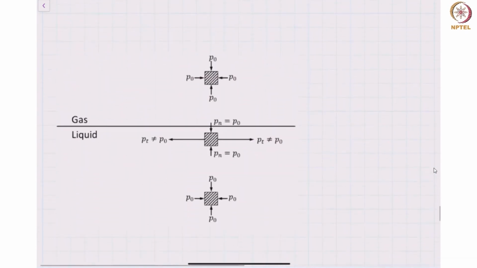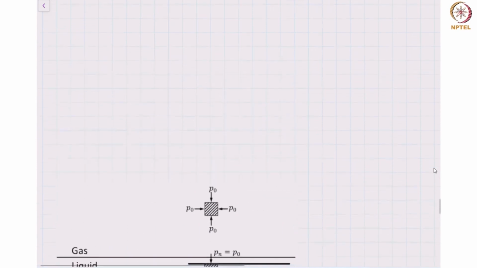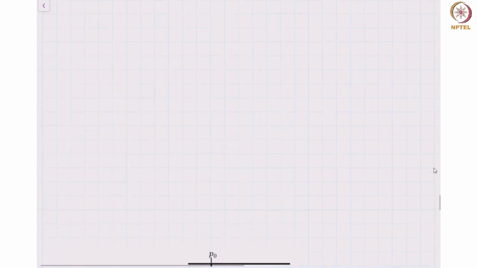So let's look at an image like this. What we are trying to look at is the forces on a square. It could be in 3 dimensions, it could be a cube element. Before I discuss this diagram, let's first look at what is basically pressure.